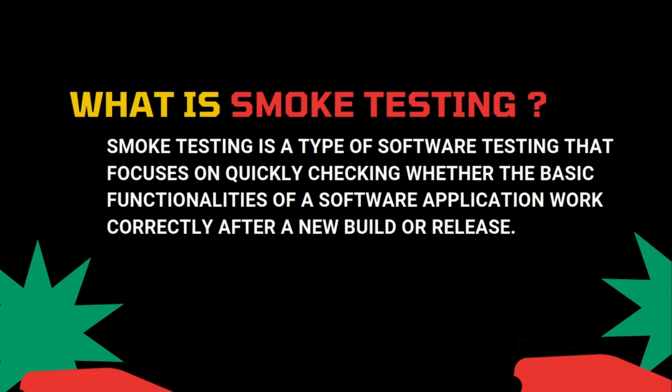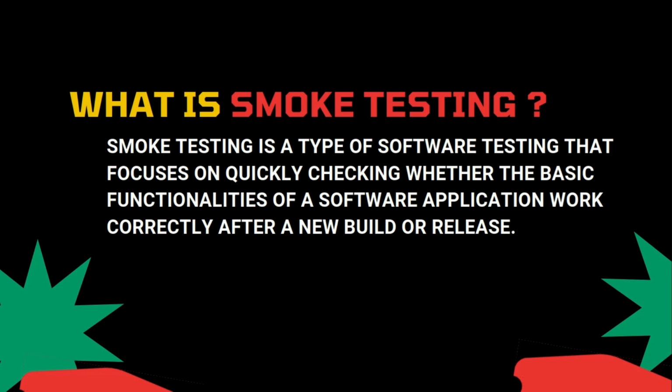Smoke testing is a type of software testing that focuses on quickly checking whether the basic functionality of a software application is working correctly after a new build or release. It is usually performed at the beginning of the testing process, before more extensive testing such as regression testing or functional testing happens. So at the start, smoke testing is done first.